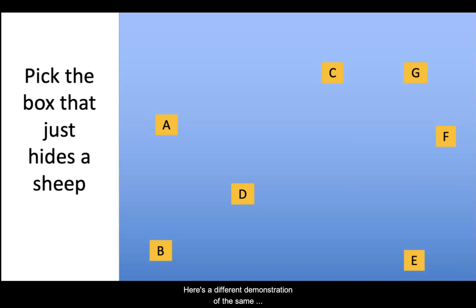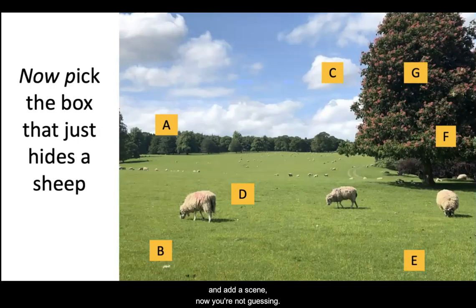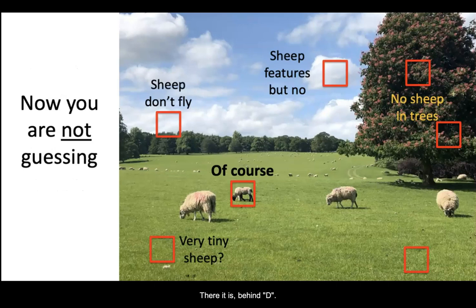Here's a different demonstration of the same point. One of these boxes just hides a sheep. Sheep is the size of the box. Which one? Now, if I asked you to type a letter into the chat or something, you would simply be guessing. But if I leave the boxes the same and add a scene, now you're not guessing. Now you have a perfectly good idea of which is the only box that could hide a sheep. There it is behind D.